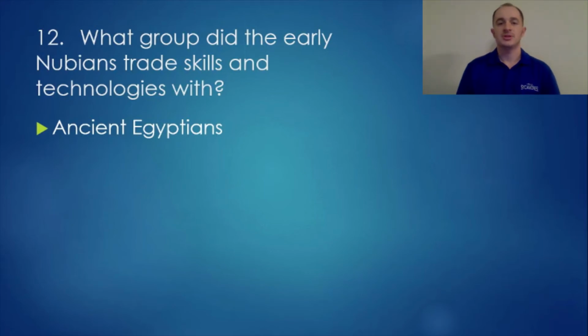Okay, what group did the early Nubians trade skills and technologies with? So we see a bunch of different ancient civilizations in southern and eastern Africa. The first one that we see is the Nubians around 2000 BC, and they traded with the ancient Egyptians. So they traded with people in eastern Africa, but mainly the ancient Egyptians.